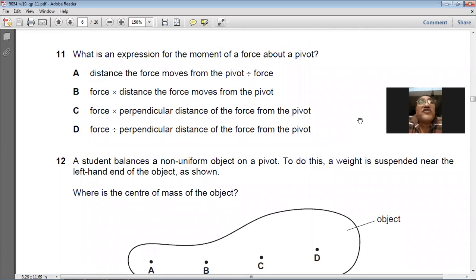What is an expression for the moment of a force about a pivot? The moment of a force about a pivot is force multiplied by the perpendicular distance between the line of action of the force and the pivot. So C looks like the right option, sir. Question number 11, C is the right option.